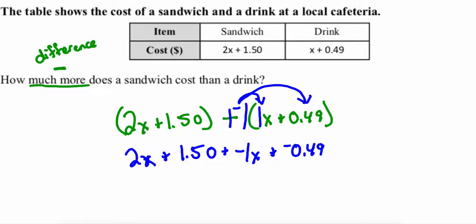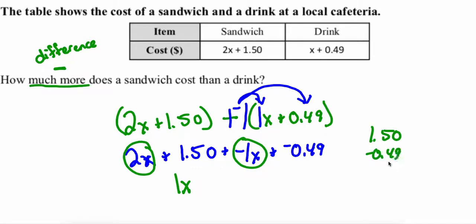And now I want to combine my like terms together. So 2x plus negative 1x is 1x or x. $1.50 plus negative 49 cents, they have different signs, so I want to subtract. And I can do a little subtraction off to the side. Got to do a little borrowing here. And I get 101. I'm going to take the sign of the higher number, which was my 150, or my $1.50, so I'm going to get a positive $1.01. So the difference in the cost is 1x, or x plus 1.01. I'm just subtracting those two expressions.